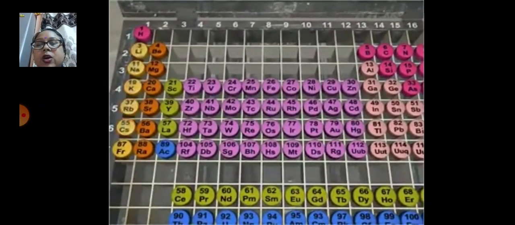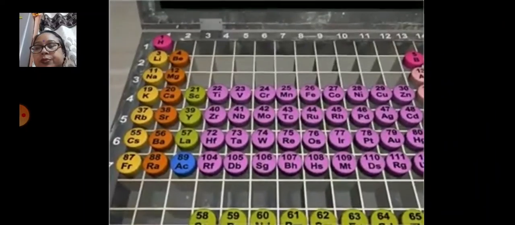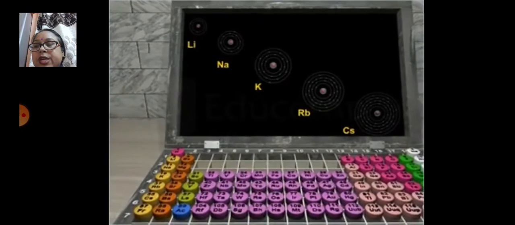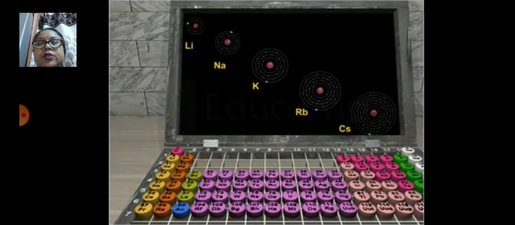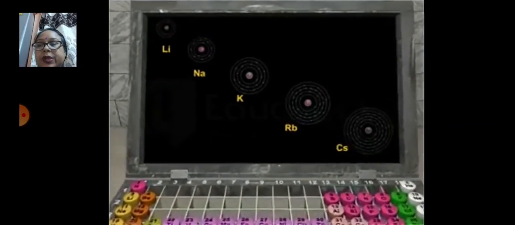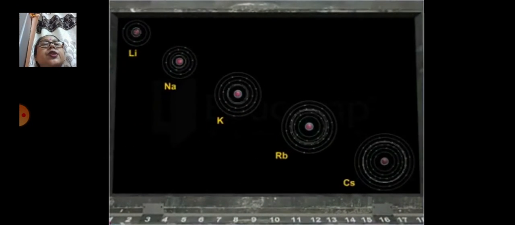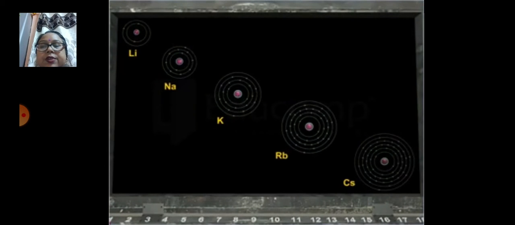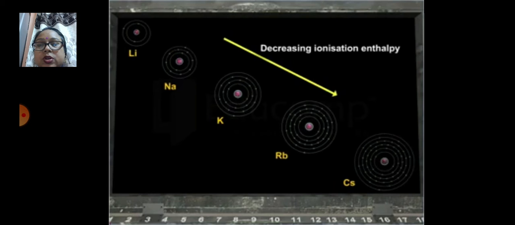On the other hand, on moving down the group, the distance between the nucleus and outer valence electron increases due to the increasing number of shells from top to bottom. Therefore, the attraction between the nucleus and valence electron decreases due to the increasing number of inner electrons, and the shielding of the outermost electron increases. That causes ionization enthalpy to decrease down a group.